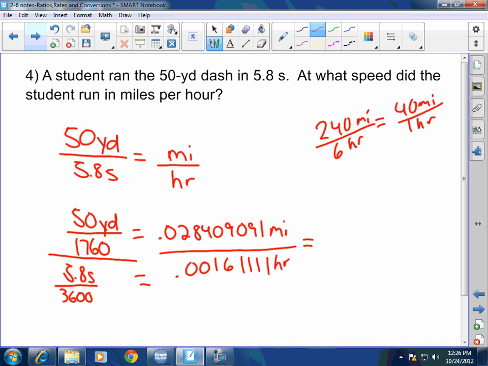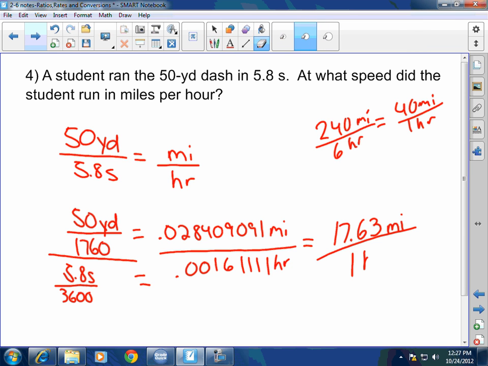No. Now, I'm going to use a calculator. And I'm going to go ahead and divide 0.028409091 divided by 0.0016111. So that's going to equal 17.63 miles per 1 hour. And that's that. It's that easy. Now, these numbers were ugly, but the procedures should have been easy. Now, you had a question.